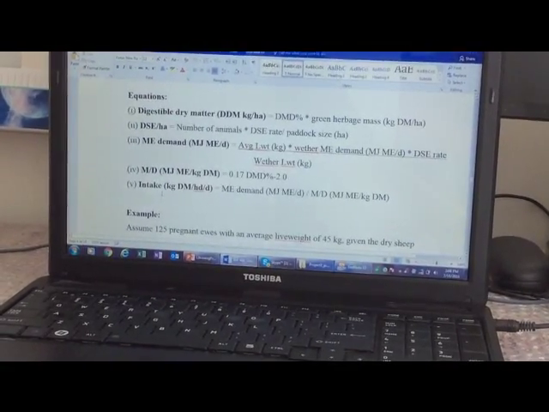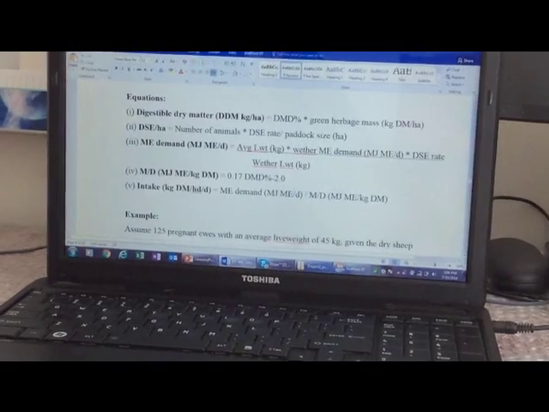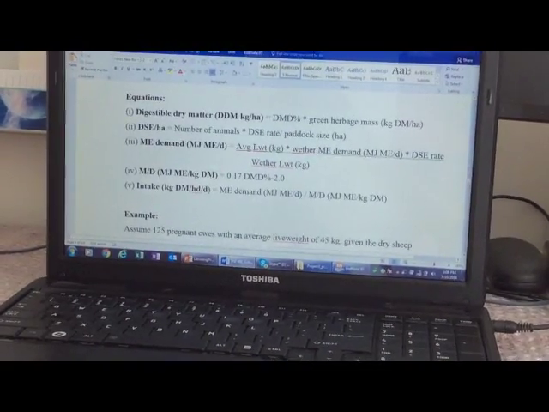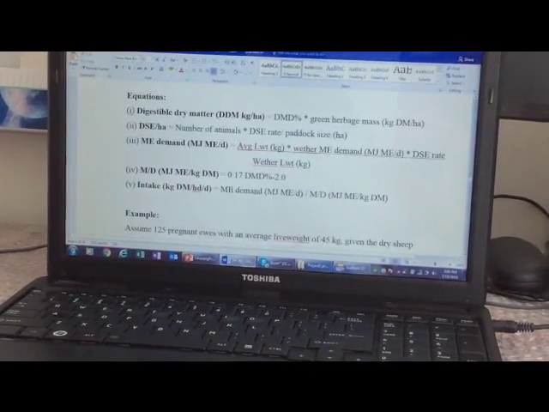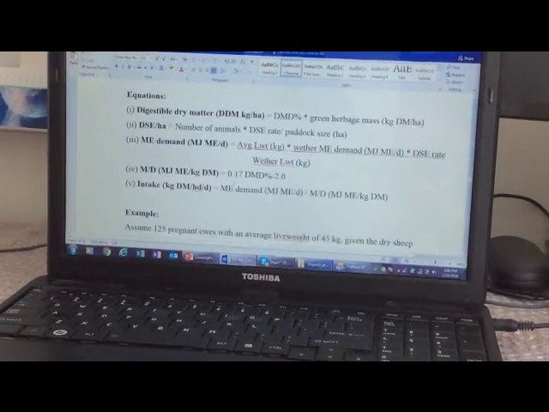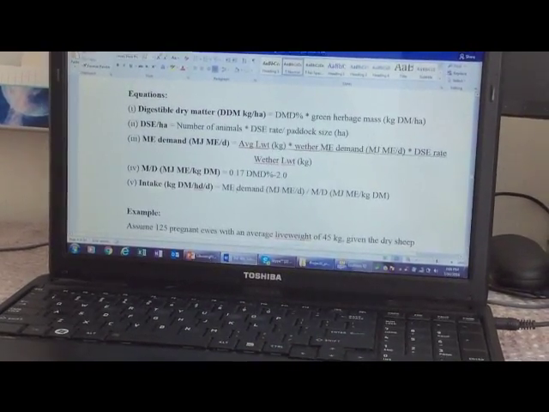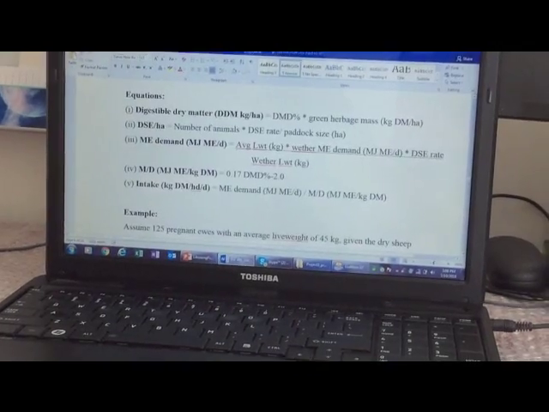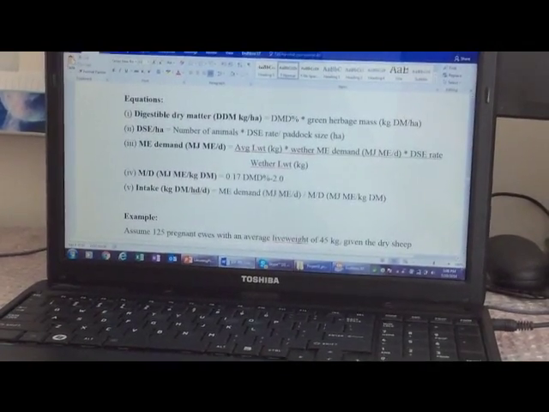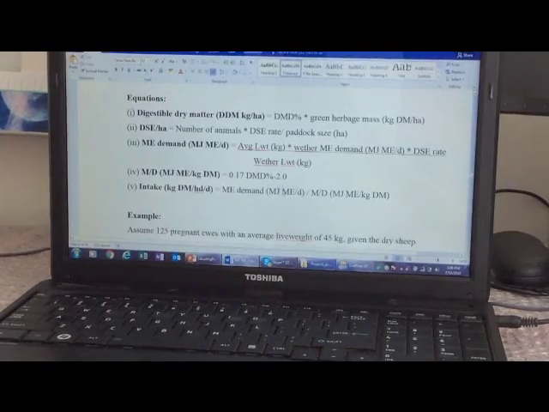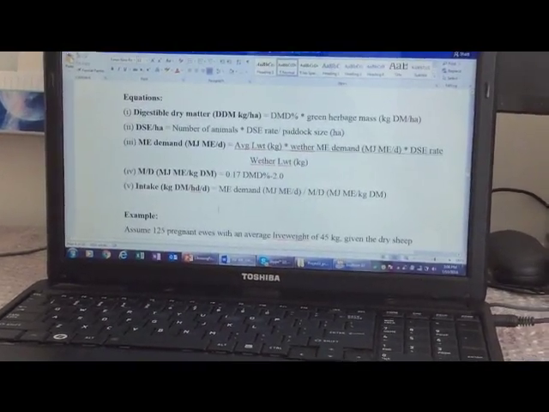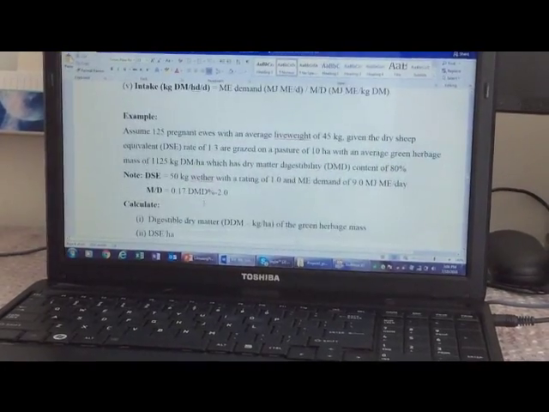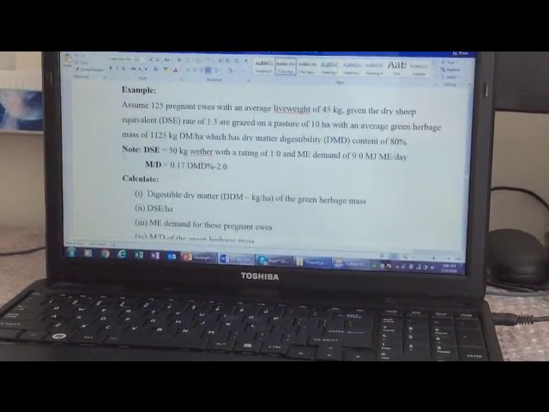The fifth equation, the final one, is about the intake in kilograms dry matter per head. In this case, we calculate the intake of the animal based on the ME content of the pasture, and the ME demand of the animal. So we calculate, based on the ME demand of the animal, what the animals are requiring from the pasture, divided by the density of the pasture. Let's move down and see this little exercise I have done here.